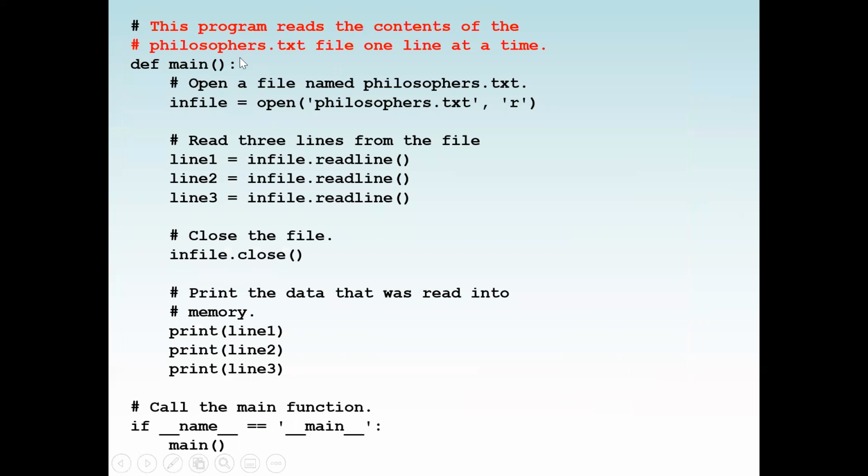So this is an example. This program will read the content of the philosopher.txt file one line at a time. So first thing we do again, we open the file. Our mode is r to read. So we read 3 lines from the file: infile.readline, infile.readline again, and infile.readline. So we have 3 lines. We save the content in line1, line2, and line3. Then we close it. Now here we're going to print the data that was read. So we print line1, line2, and line3.